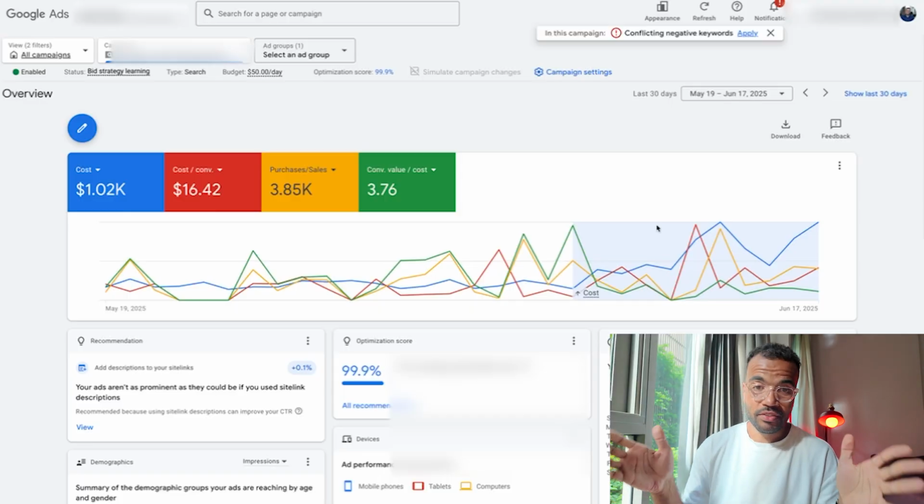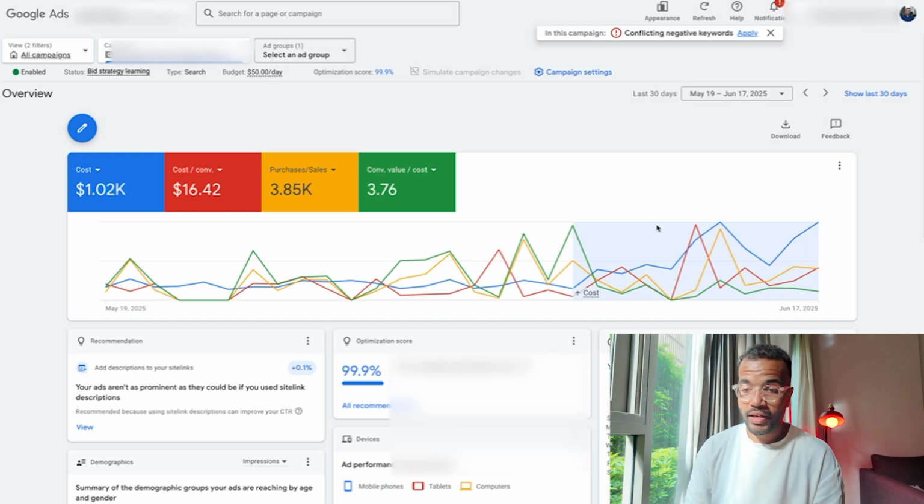So this branded search campaign was just sitting here, spending 1K over the last 30 days, got back 3.8K out of 3.76, but typically we see 10 ROAS, 20 ROAS on branded search campaigns. And the reason why is because you run the right bidding strategy and you have copy which is compelling enough to get them to buy right away. Just because someone's searching your brand name doesn't mean they're already ready to buy.